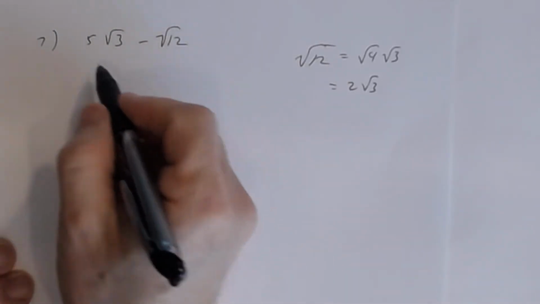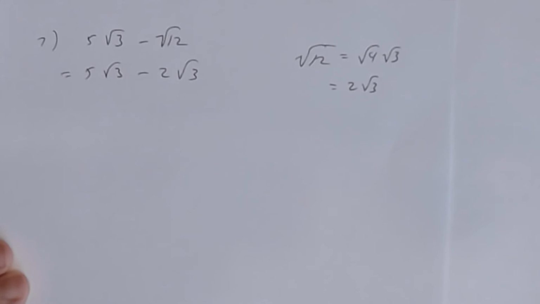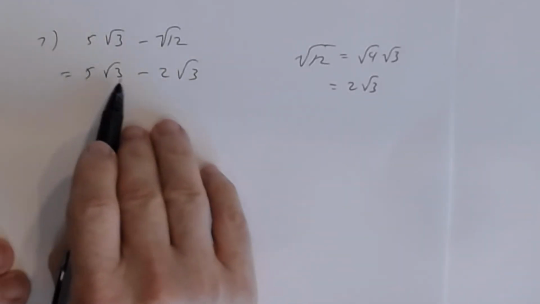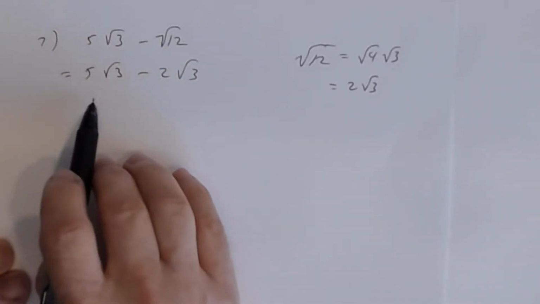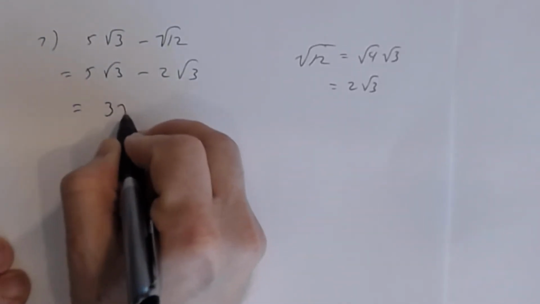So that's going to go here. So this becomes 5 square root of 3 minus 2 square root of 3. And that's an easy one because those are the only two terms, and now they are like terms. 5 subtract 2 is 3. So the answer is 3 square root of 3.